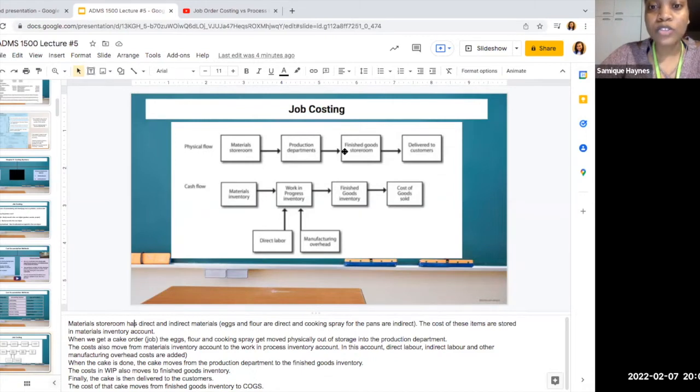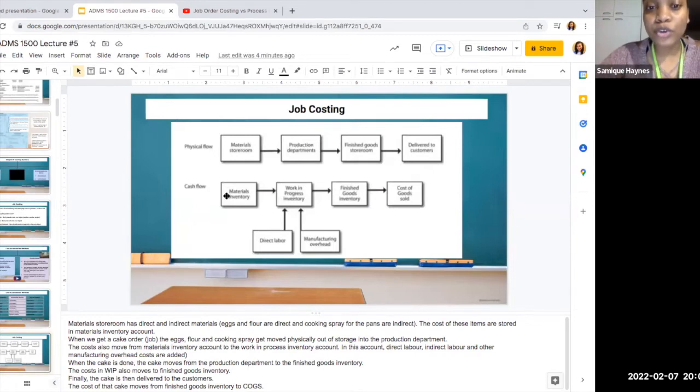So as the physical cake moves out of the production department when it's done, it goes into the finished goods storeroom. So does the cost. Once the cake is finished, the cost of the finished goods goes into an account called the finished goods account. So always in the finished goods inventory will be cakes that are done. Always in the work in process inventory will be cakes that are not done and still in progress.